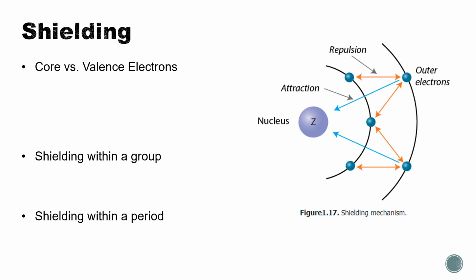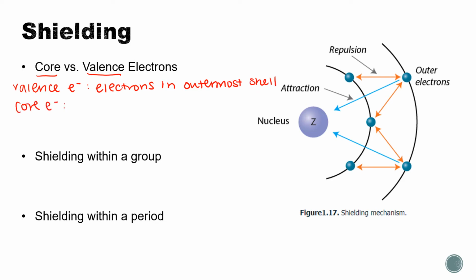So the first trend that we're going to be looking at is what we call electron shielding. And in order to understand electron shielding, we need to first remember the difference between core and valence electrons. So remember, valence electrons are electrons in the outermost shell, or the outermost sublevel. Same thing. Core electrons are the electrons in the inner shells, or inner sublevels.